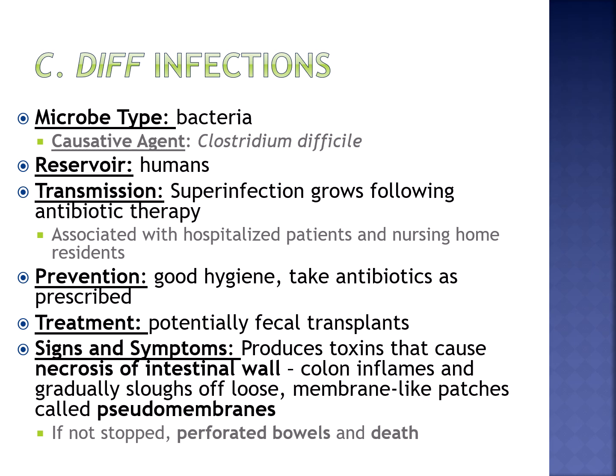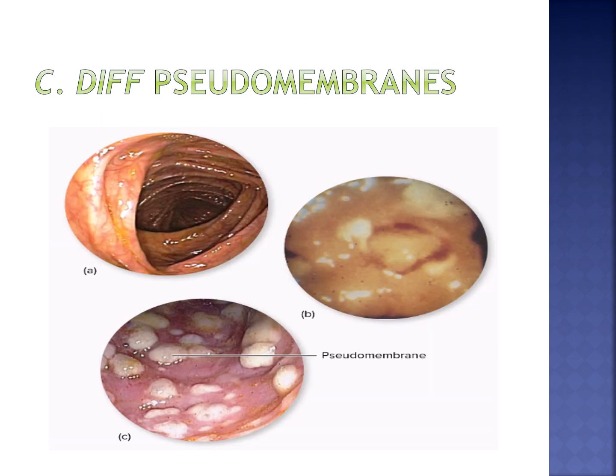Because that C. diff is going to produce that toxin, it is going to affect the intestinal wall, like I said, and it does have the potential of perforating the bowels, and this can lead to death. Now, in some cases, because of that toxin, the colon becomes inflamed, and what this does to the inner lining of the intestines is cause it to slough off. So it starts to come off like our skin on the outside of our body. That is what we also use that term sloughing for.